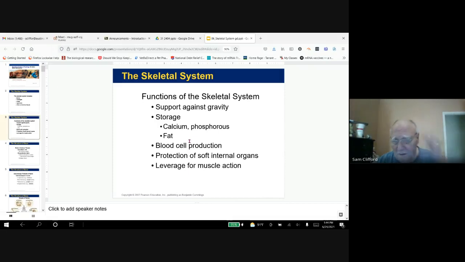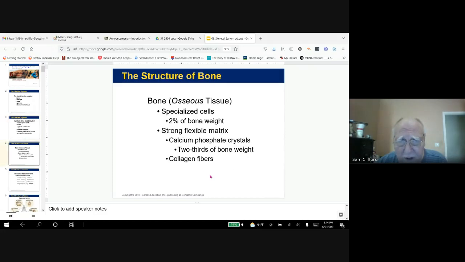What does the skeletal system do? It supports against gravity, stores calcium and phosphorus, produces red blood cells and white blood cells, protects the soft internal organs and allows movement. The specialized cells of the bone are 2% of bone weight. So bones are collagen fibers that have been hardened by deposits of calcium phosphate.